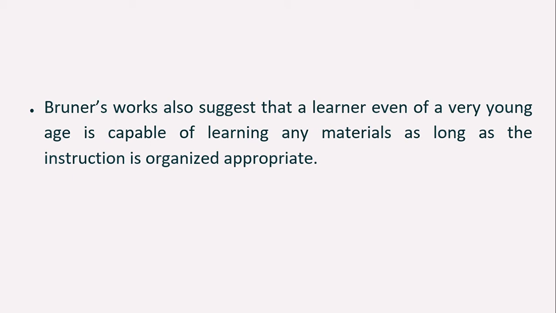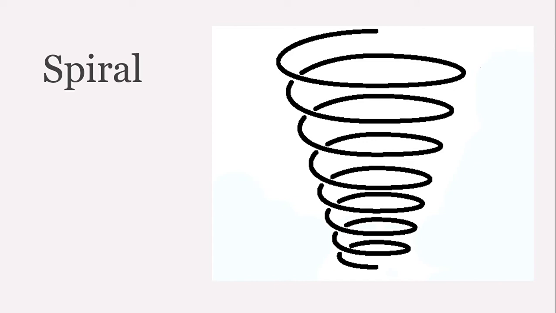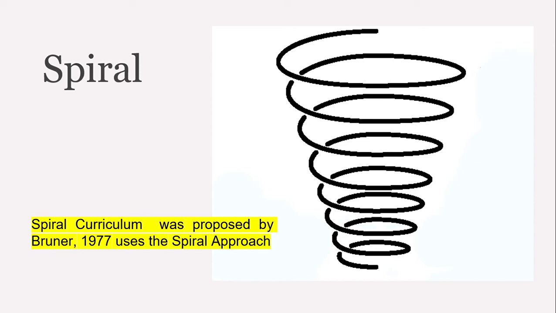So now let us look at a spiral. Ma'am, what is a spiral? So this is an example of a spiral. You notice class, the spiral is small at the start, then it gets bigger and higher until the end. That is the spiral. Here, the spiral curriculum was proposed by Bruner.